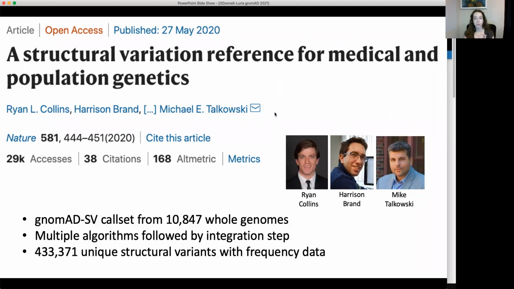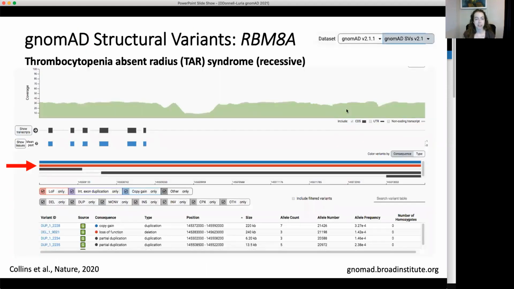And I'll say I found this very useful clinically. Often when I do see parents who are carriers for a deletion, I can often find that deletion is present at low frequency in the general population. Just consistent with why I could see it in my carrier parents. So I'm just showing you an example here of the RBM8A gene. We know that deletions of this gene, a deletion encompassing this gene and additional genes, are associated with thrombocytopenia absent radius or TAR syndrome. It's a recessive condition where generally affected individuals have one deletion in trans to a single nucleotide variant.